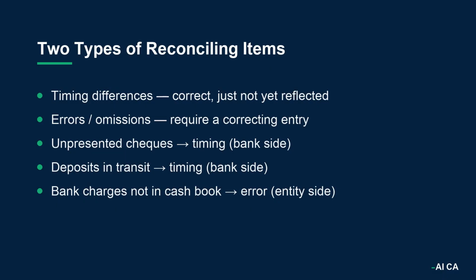Reconciling items fall into two categories, and you must never mix them up. Timing differences are legitimate. The transaction is real and correctly recorded by one party, but the other party has not processed it yet. Errors and omissions are a different matter entirely. One party has recorded something incorrectly or not at all, and a correcting journal or bank query is required. Failing to distinguish between these two categories is the most common mistake we see in practice.